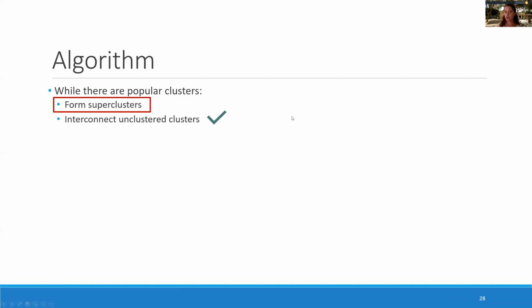The problem is, how do we form superclusters? Because here we need to deliver messages in areas of the graph that are inherently very dense. And we know that they have at least some number of clusters, but we don't have an upper bound on the number of clusters that are in them.